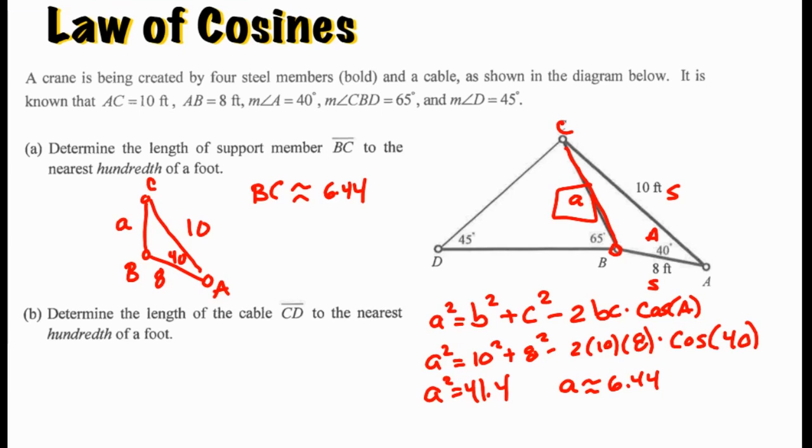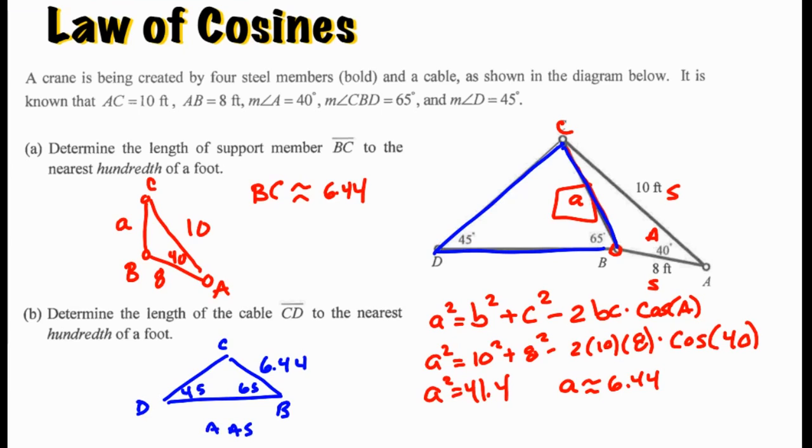And we want to take this triangle and simplify it. So now we have triangle C to D to B. We just solved for BC, saying it was 6.44. And we know that angle B is 65 and angle D is 45. This is an angle-side relationship. That means use law of sines.